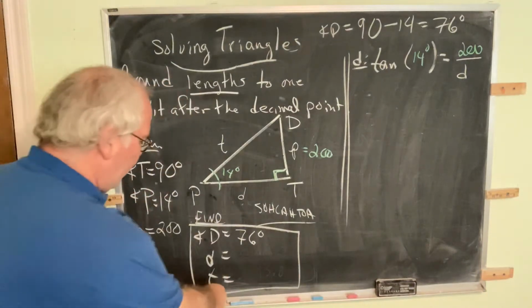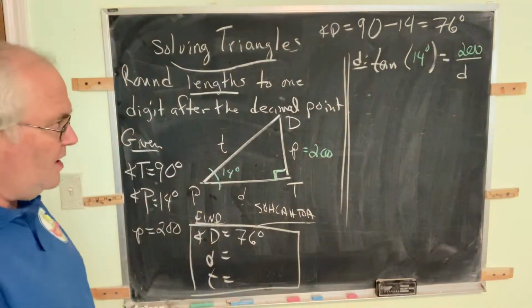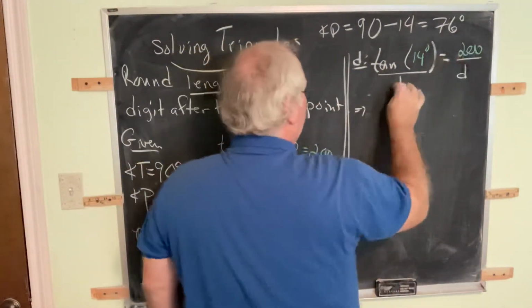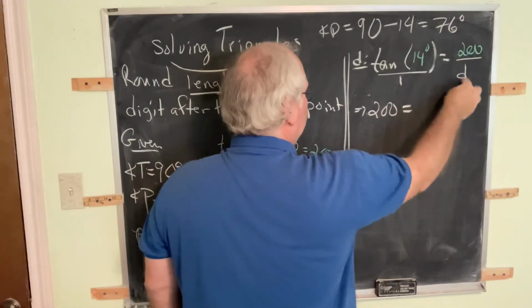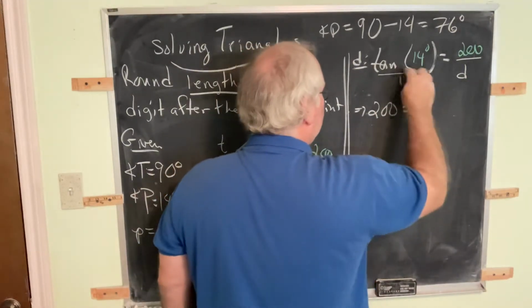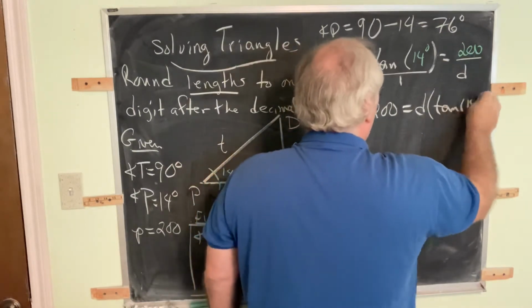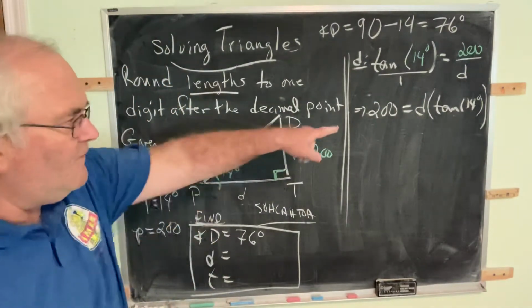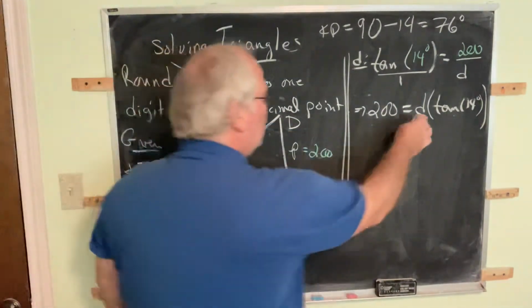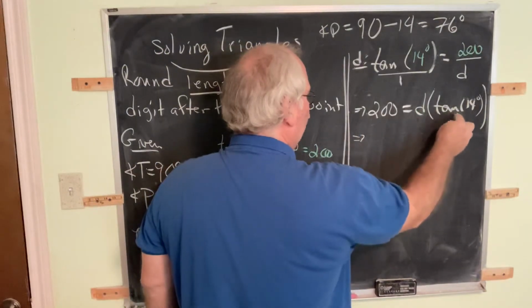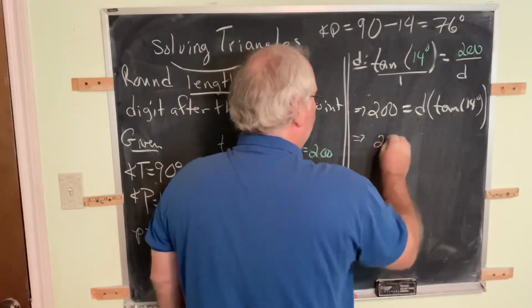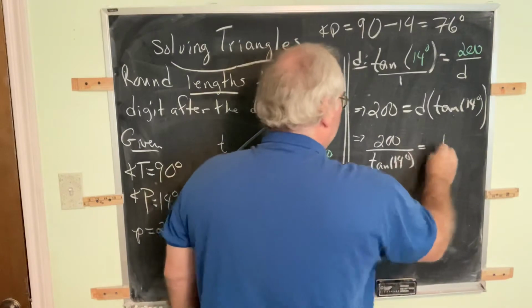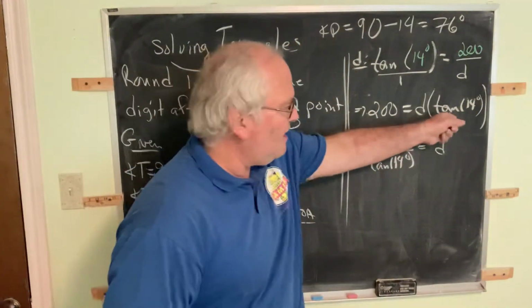So again, the given information is in green. Cross multiply, set them equal, and solve. Cross multiplying this way, the 200 is equal to d, which we don't know yet, times tangent 14 degrees. I don't really need those outside parentheses, but there it is. Solve for d. So if I divide both sides by tangent 14 degrees, 200 divided by the tangent of 14 degrees is equal to what we're looking for.